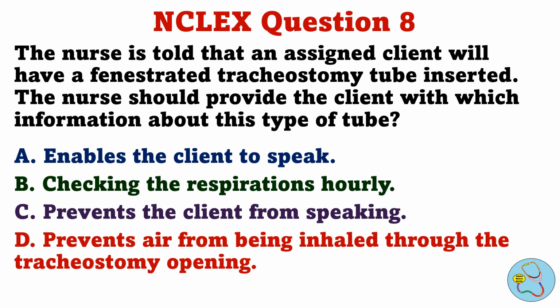Question 8. The nurse is told that an assigned client will have a fenestrated tracheostomy tube inserted. The nurse should provide the client with which information about this type of tube? A. Enables the client to speak. B. Checking the respirations hourly. C. Prevents the client from speaking. D. Prevents air from being inhaled through the tracheostomy opening.